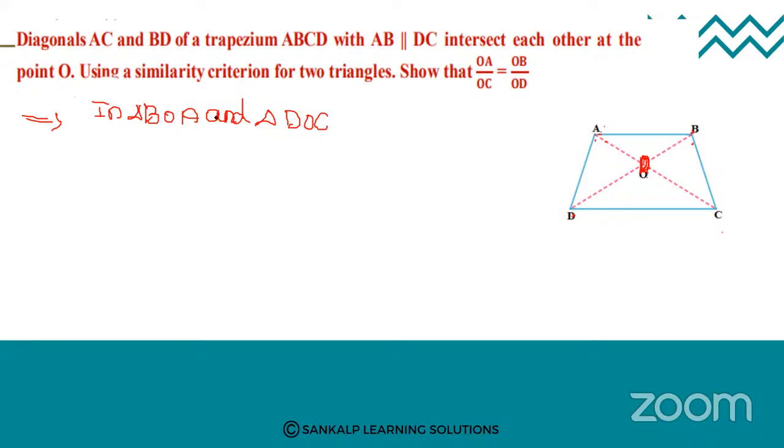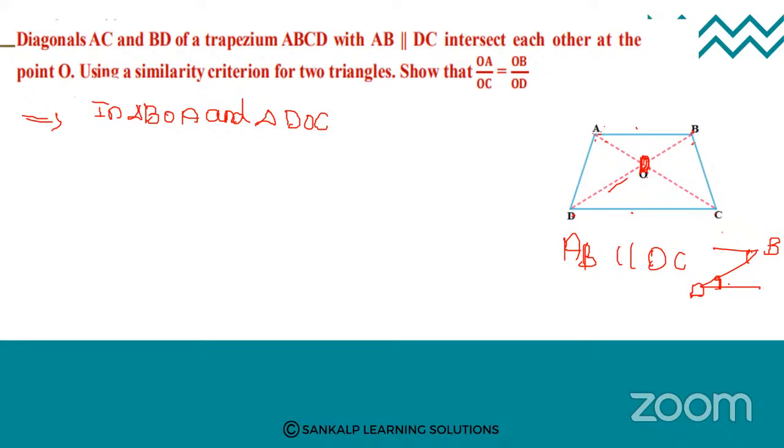Observe carefully. See here, angle ABO and CDO. When AB is parallel to DC, we get a shape here. Observe carefully, A to B, D to C, it comes like this. It is a Z shape. Here B is there, and D is there. Therefore, these two angles are equal. Why? Because these two are alternate angles, right? So alternate angles are equal.